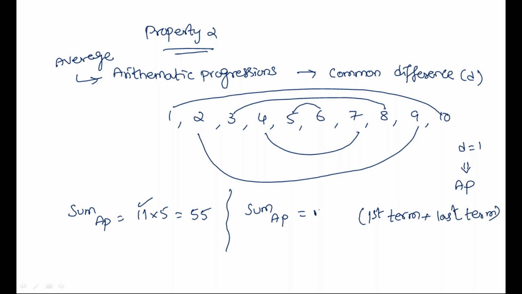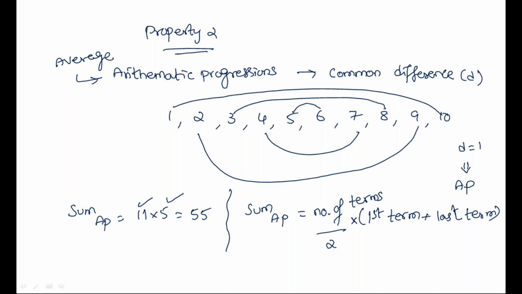How many terms are here? 10, right? How you got 5 is number of terms divided by 2. The number of terms is 10, divided by 2 is 5. This is what, my dear friends, the sum of terms in an AP is: number of terms divided by 2 into first term plus last term.